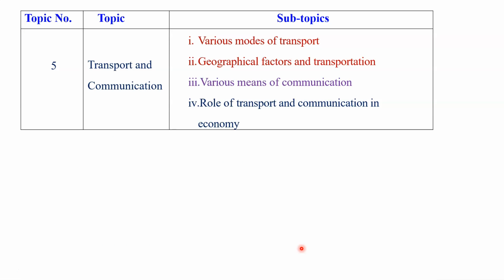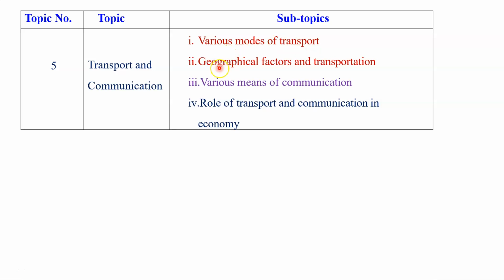Then we have chapter number 5. This is also a very important chapter, that is transportation and communication. This topic is also divided into 4 subcategories. Dear students, transportation is the activity of taking goods and people from one place to another, whereas communication is the transfer of a message or information from one person to another. In the first subtopic, we are going to discuss various modes of transportation, such as road transportation, railway transportation, water transportation, or airway transportation, that we are going to discuss in detail.